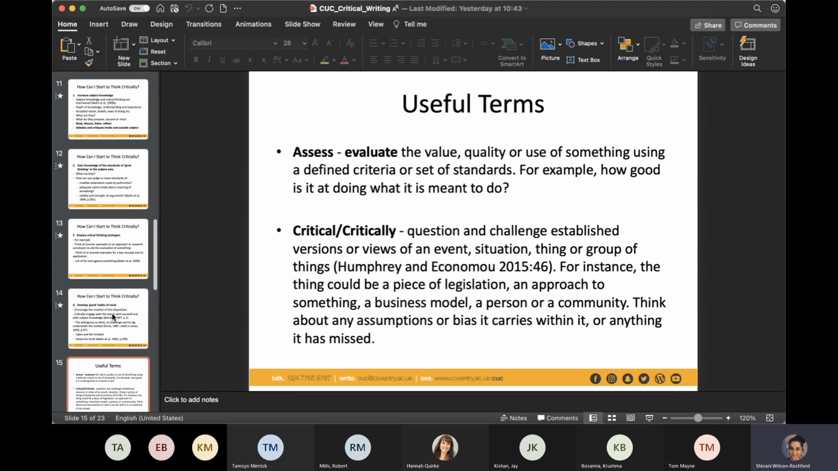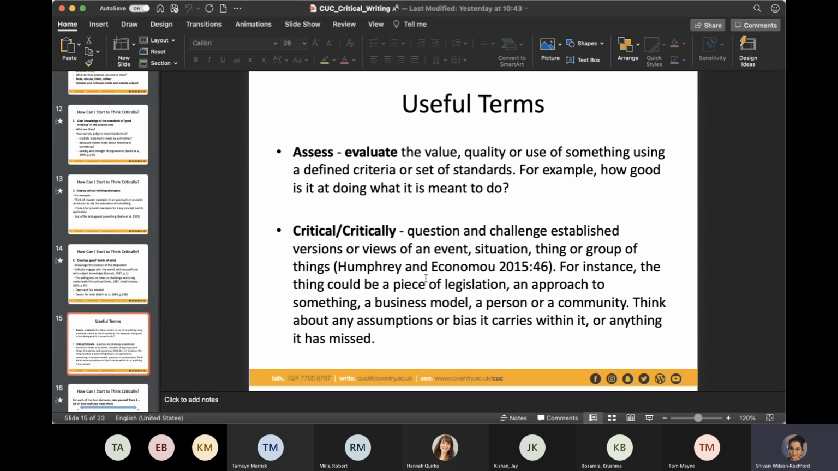So in terms of useful terms, we've got this in a guide. So what we've got on our LibGuides page now as an updated guide is a glossary of terminology. And this terminology is typically used in learning outcomes, and hopefully that will be useful as well for you as you're going through your assignments. So this idea of being able to assess something or evaluate something. So are you looking at a defined set of criteria or a set of standards? Being critical or looking at something critically, so questioning and challenging established views. So this could be a model, a community, a piece of legislation, anything like that. So think about any assumptions or bias it carries with it, or anything it has particularly missed. So this idea of being able to question something and then recommend something that's missing, for example.